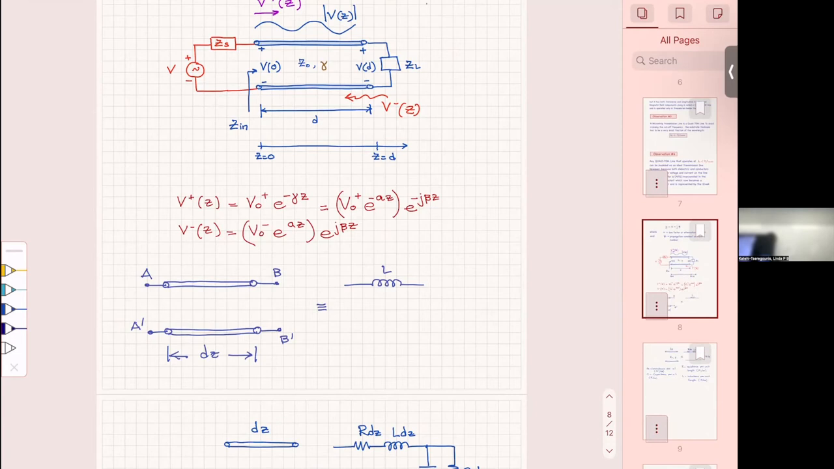And then it's a capacitance here, C dz. And therefore, in this particular case, I have represented my very short section of transmission line with an LC circuit. Why do I do that? First of all, when we have an inductor, what happens to the current that flows through an inductor compared to the current that flows through a wire?